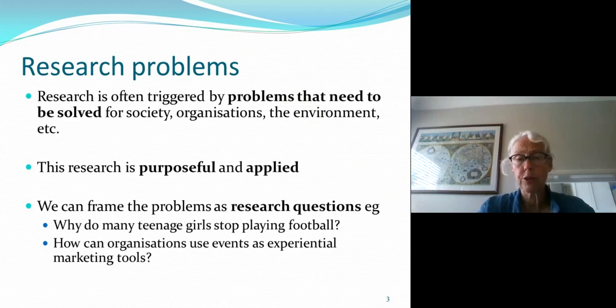So when your research is led by a problem, it's quite purposeful and applied. And a lot of research in the fields that you're all interested in is likely to be quite purposeful and applied research. And we can frame these problems as research questions, as I've suggested there, and I've given a couple of examples. Why do teenage girls stop playing football? It's a well-known problem. Another one there, how can organisations use events as experiential marketing tools?